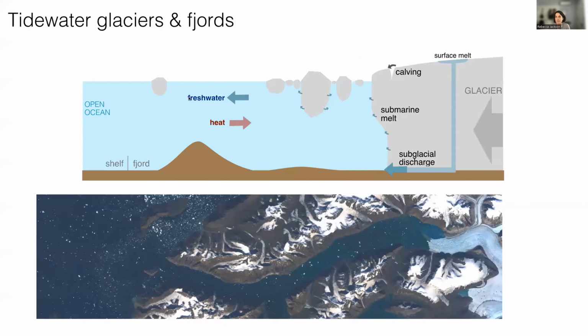So I'm going to be focusing on tidewater glaciers and fjord systems common in Greenland, Alaska, West Antarctica, Patagonia. So a little bit different focus than the first session this morning. We have relatively vertical grounded termini at these tidewater glaciers with inputs of submarine melt and subglacial discharge, as well as icebergs calving. And typically these tidewater glaciers flow into fjords, like the one shown here in a satellite image from a fjord in West Greenland.